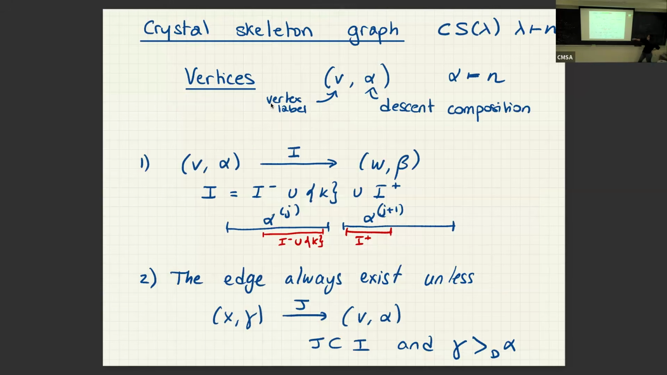And actually, whenever this holds, the edge must always exist, unless before we had an edge with certain conditions, where J was a subset of the interval I, and gamma was bigger than alpha in domination order. So that means that it came from an edge.